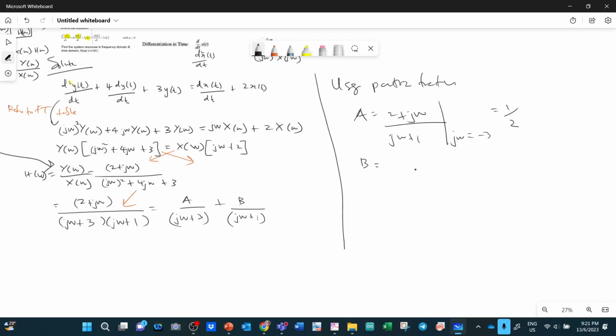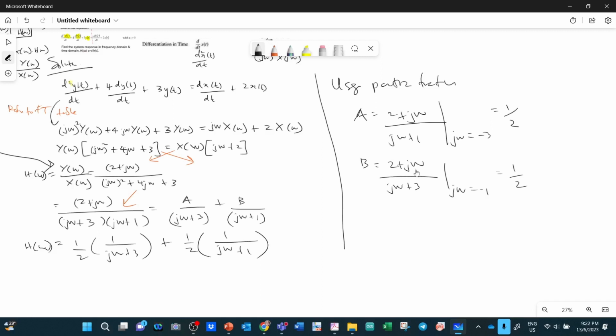So next, B. Using the same method, for B we take out the value 2 plus j omega over, cross that, j omega plus 3, where j omega equals minus 1. So what do you get? Same. Okay, so now almost finished. So just substitute. We have 1 over 2 times 1 over j omega plus 3 plus 1 over 2 times 1 over j omega plus 1.